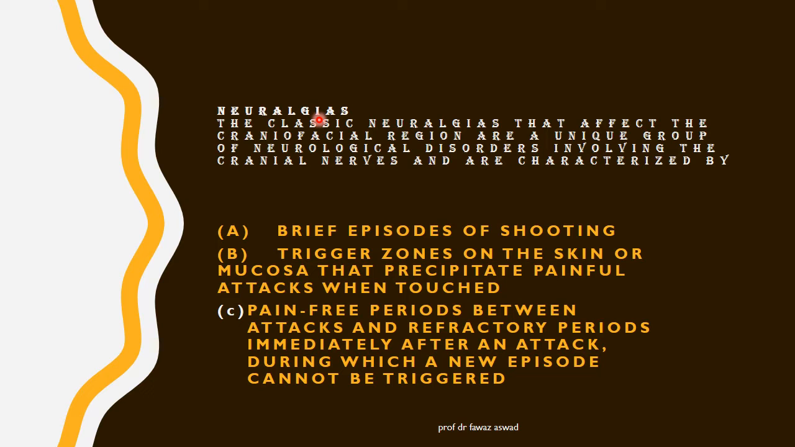The classical neuralgias that affect the craniofacial region are a unique group of neurological disorders involving the cranial nerves and are characterized by brief episodes, trigger zones on the skin or the mucosa, and a pain-free period between the attacks and a refractory period immediately after an attack, during which a new episode cannot be triggered. So these are the main important characteristic features. Again, neuralgia is considered to be a brief pain associated with the trigger zone and refractory period.